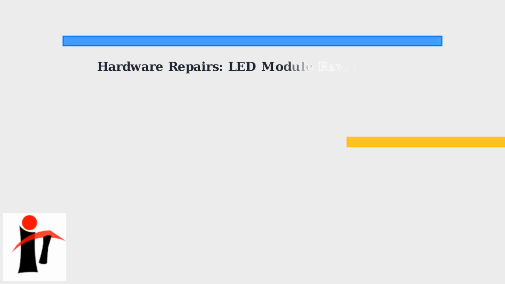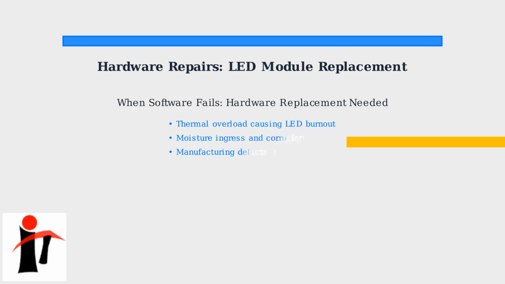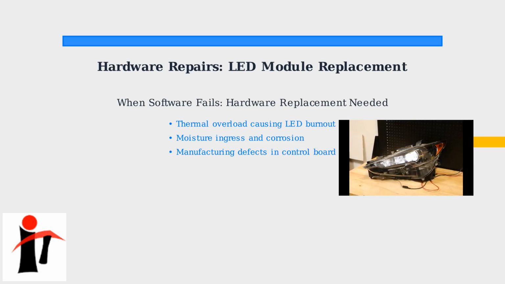When software fixes aren't enough to resolve Tesla Model S headlight issues, hardware repairs become necessary. The most common hardware solution is replacing the LED module itself. Hardware repairs are typically required when the LED module itself is damaged. Common causes include thermal overload from prolonged use, moisture getting into the headlight housing, or defects in the module's control board that can't be fixed through software alone.